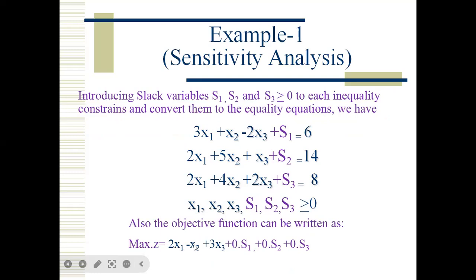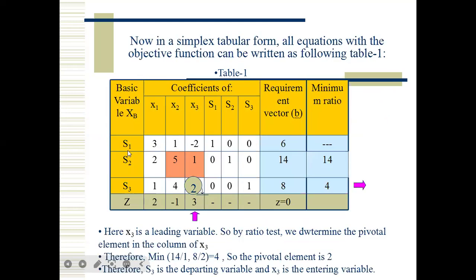This is the given objective function, plus 0 into s1 plus 0 into s2 plus 0 into s3. Now we make a table from here. Now the basic variable coefficient matrix. This is the 3, 1, -2, 2, 5, 1, 1, 4, 2. This is actually the coefficient matrix from the given constraints.